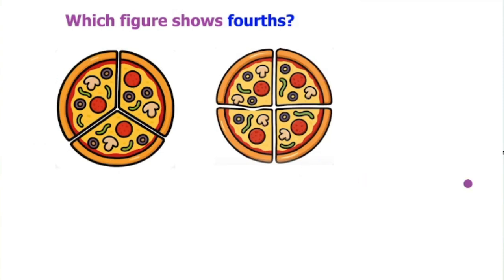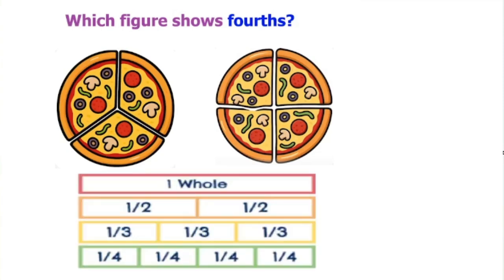So the first thing we need to understand is, what do halves, thirds, and fourths mean? What it means is, when we take one whole and we cut it up into 2 exact equal parts, that's what halves means. It's been cut in half. Then for thirds, the whole has been cut up into 3 exact equal parts. And for fourths, it means that the whole has been cut up into 4 exact equal parts.